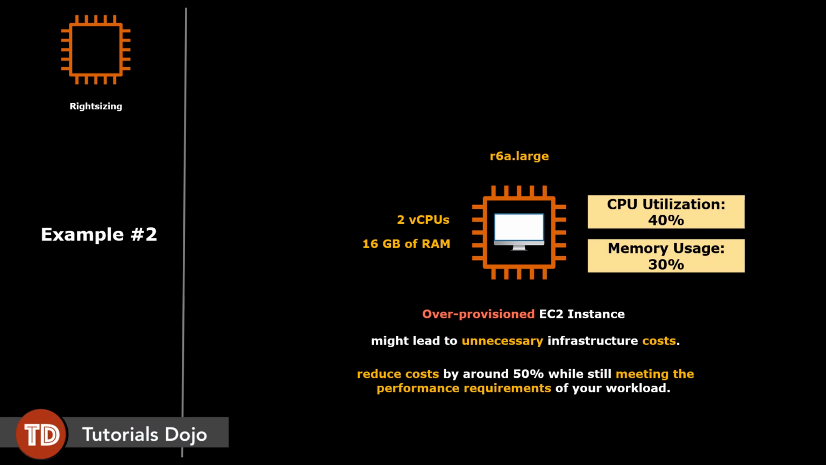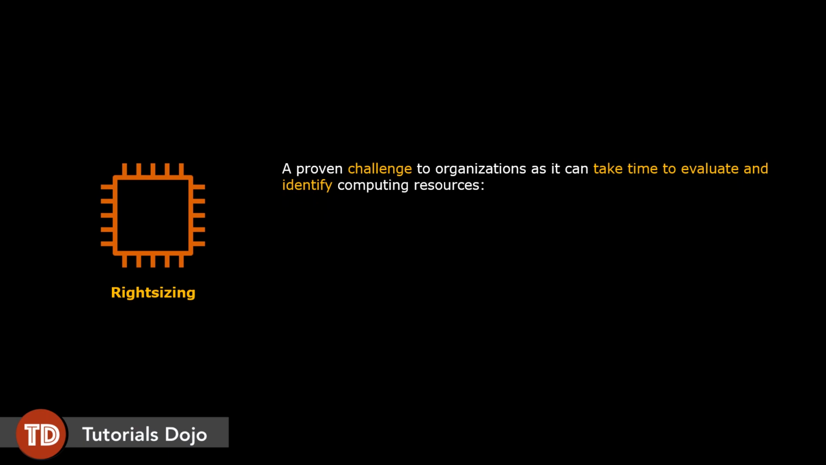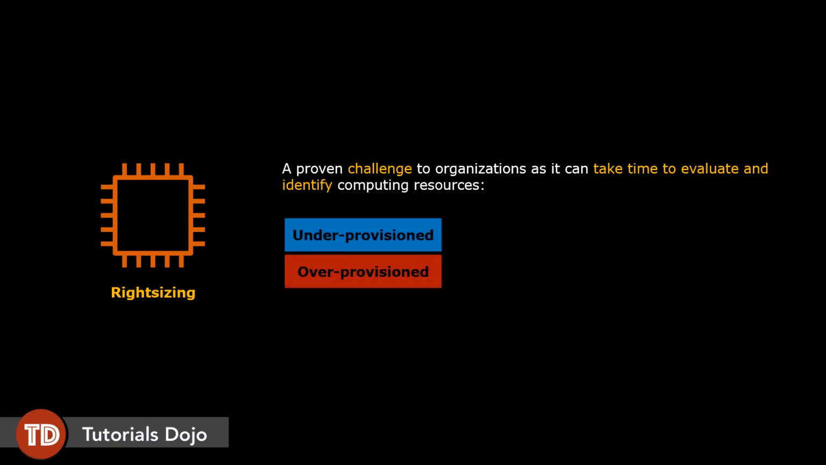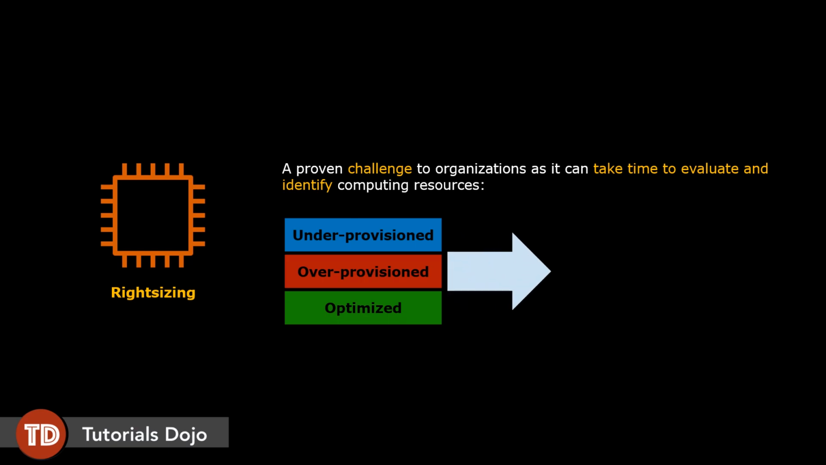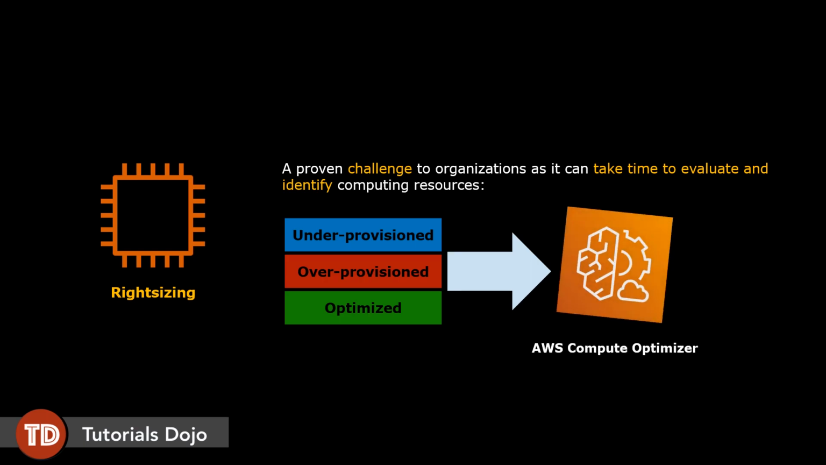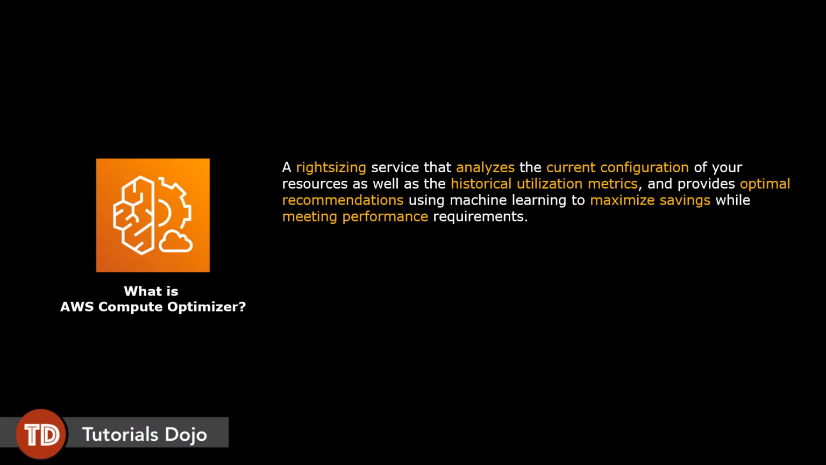These are typical examples of why rightsizing is an essential process. However, rightsizing can be a proven challenge to organizations as it can take time to evaluate and identify computing resources that are under-provisioned, over-provisioned, or optimized. Luckily, AWS has a tool that can help us eliminate this undifferentiated heavy lifting, and that is AWS Compute Optimizer. Now, what is AWS Compute Optimizer? AWS Compute Optimizer is a right-sizing service that analyzes the current configuration of your resources as well as the historical utilization metrics and provides optimal recommendations using machine learning to maximize savings while meeting performance requirements.